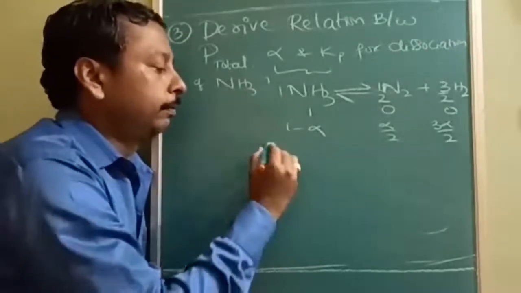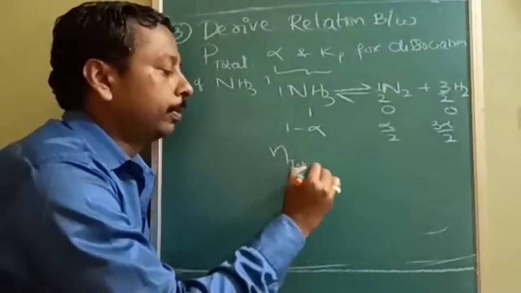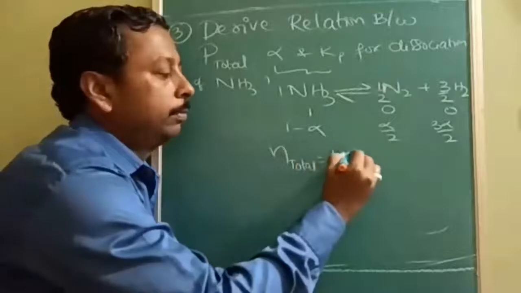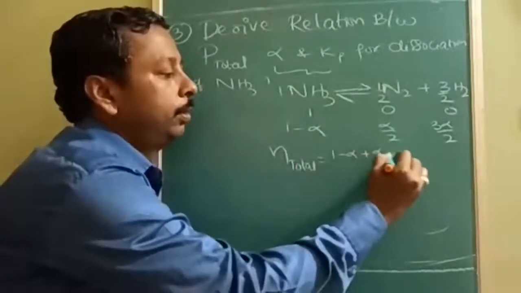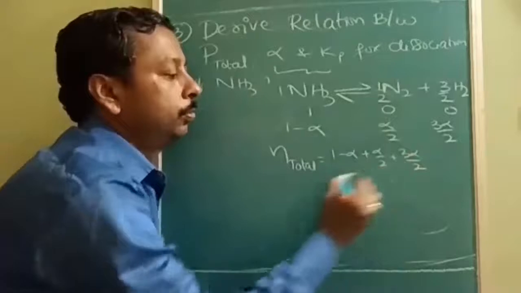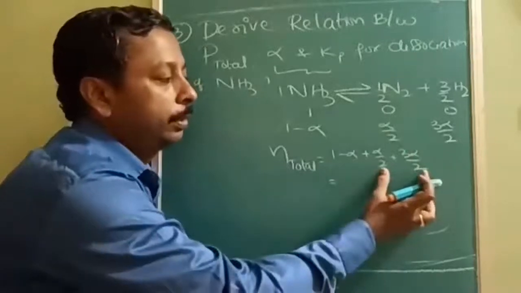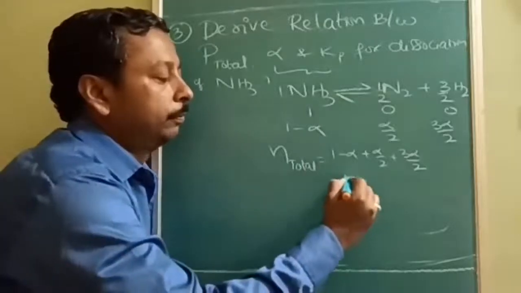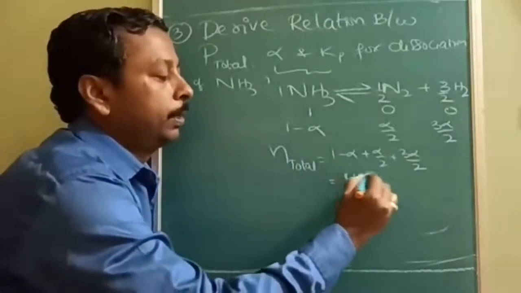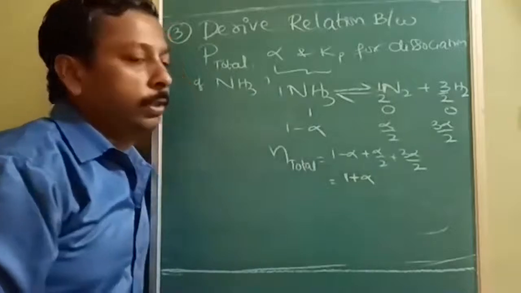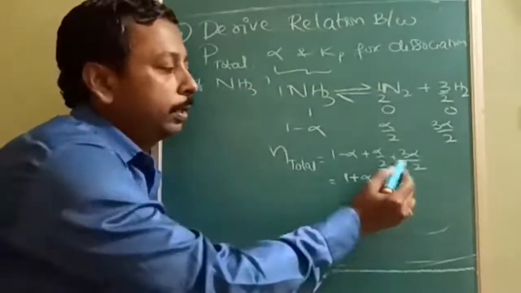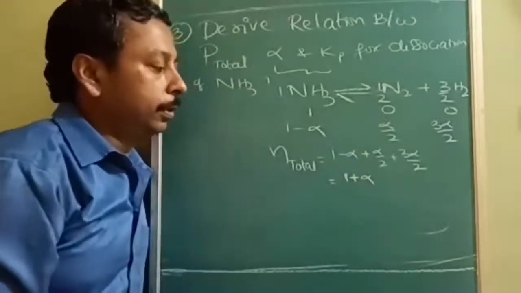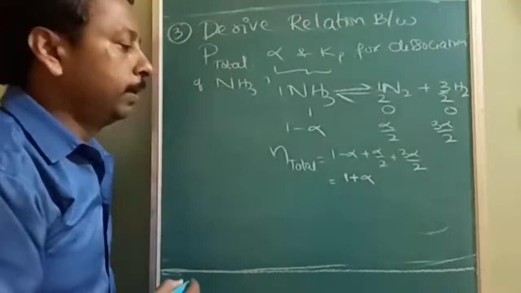Before that, what you have to find out? N total at equilibrium. N total will be 1 minus alpha plus alpha by 2 plus 3 alpha by 2. So this will be 2 alpha, 2 alpha minus alpha, so it will be 1 plus alpha. Is it correct? Any doubt in this one? 3 by 2, 1.5 and half is 2, 2 alpha minus alpha plus alpha. So N total is equal to 1 plus alpha.